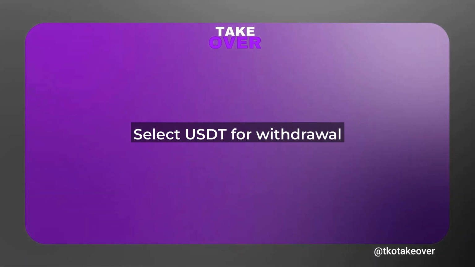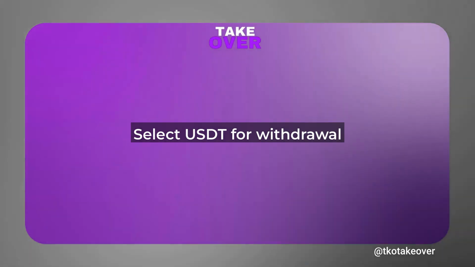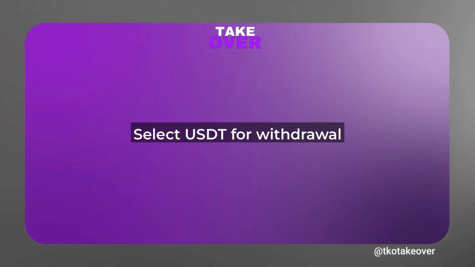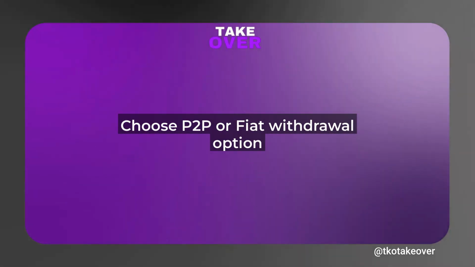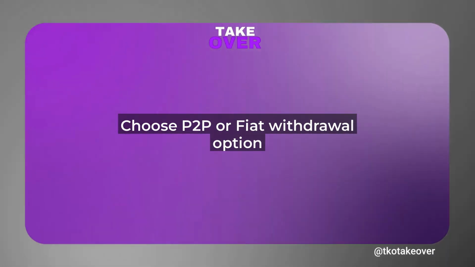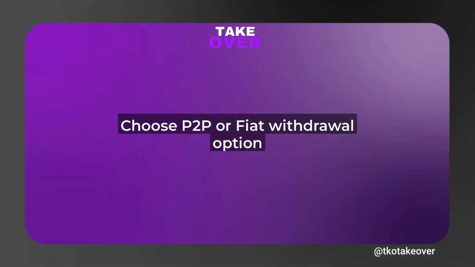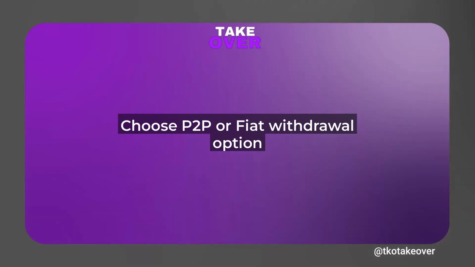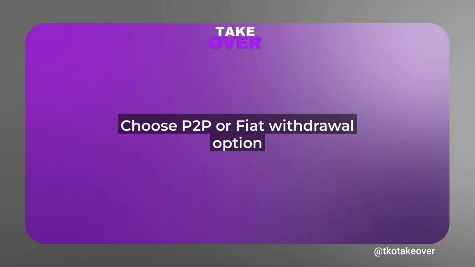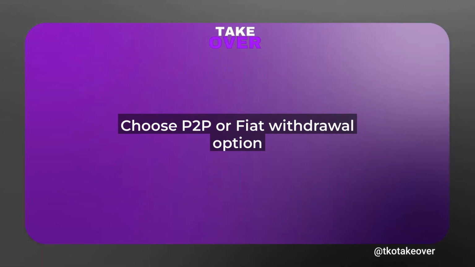Next, go to the Withdraw option, usually found in the top menu or under your asset details. Select USDT from the list of cryptocurrencies. Now, here's the key part for converting to Naira. Bitget often uses P2P trading or partnered services for fiat withdrawals. Look for the Withdraw to Fiat or P2P tab and choose Naira as your currency.